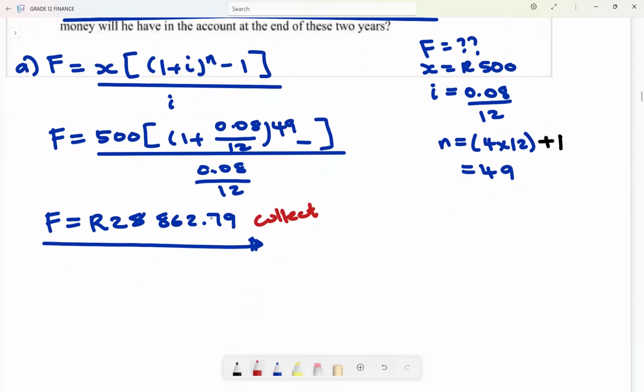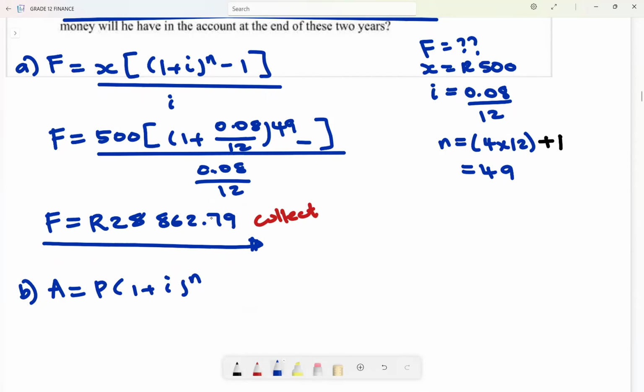Now, what you should ask yourself is, is Mkheseng doing regular payments in these 2 years? The answer is no. Mkheseng just took this money and invested it in the bank and waited for it to grow and collect it after 2 years. So in this one we will use A equals P times (1 plus i) to the power of n. Why? Because Mkheseng here is investing money and then waiting for it to accumulate at the end of whatever years.